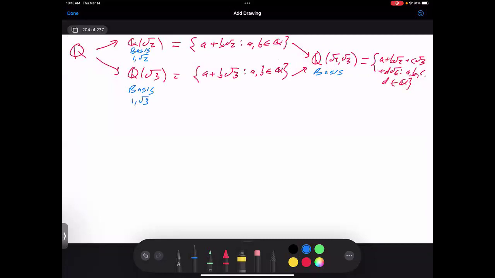What would you guess? 1, root 2, root 3. So just these 3 elements? So anything can be written as a linear combination of those 3 elements.